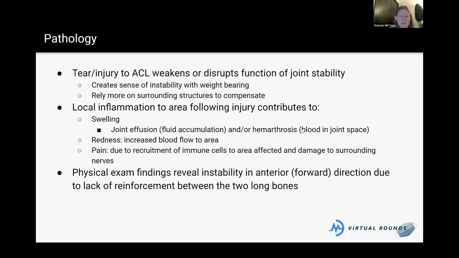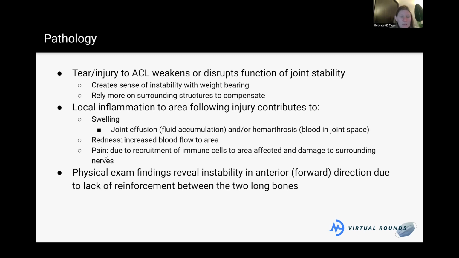I think that this one is less common, but it can happen in a more severe tear. Redness of the skin and the surrounding area can be caused by increased blood flow to the area because your blood vessels are responding to the immune signals that are trying to recruit cells to that area to help you heal it. And so you're going to get increased blood flow to the area. You can have a red joint.